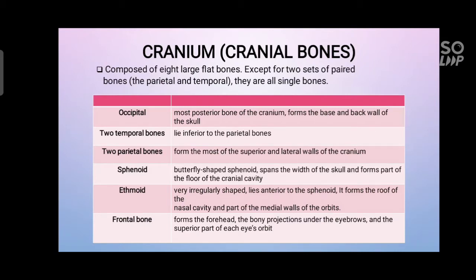So the occipital bone, it forms the base and backbone of the skull. That is why it is the most posterior bone of the cranium, or yung pinaka matatagpuan sa likod na banda ng ating skull. 2 temporal bones lie inferior to the parietal bones, or nasa ilalim na banda ng parietal bones, while yung 2 parietal bones naman, ito yung pinaka superior or above, and binubuo niya rin yung lateral walls or gilid ng ating cranium.